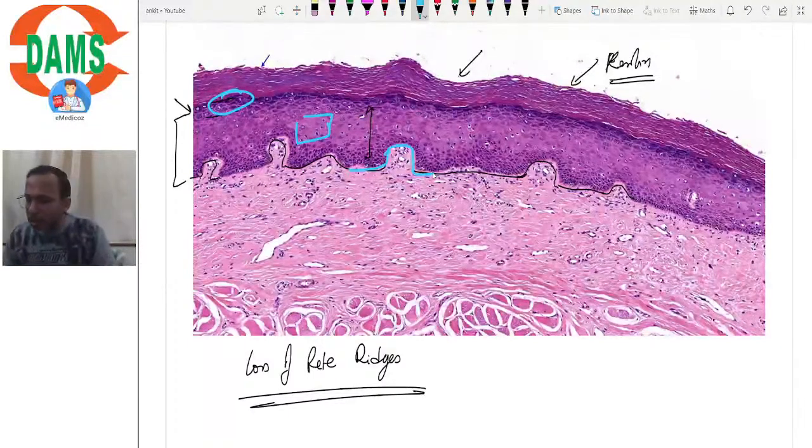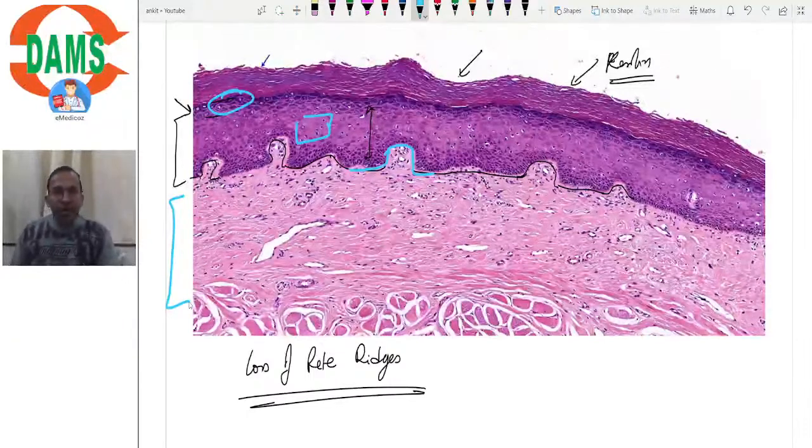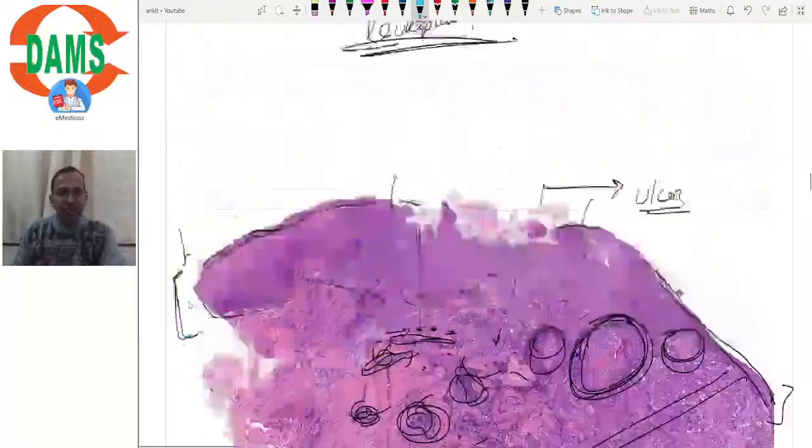What else can we notice here? When you go into the connective tissue part, do you notice something different here as compared to the normal epithelium? अगर नहीं याद आ रहा तो एक बार normal epithelium फिर से देख लेते हैं.